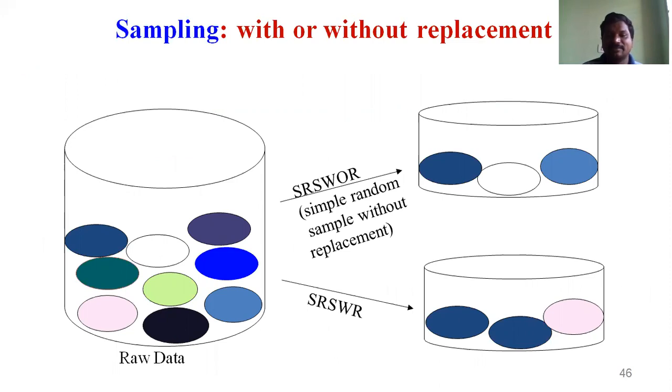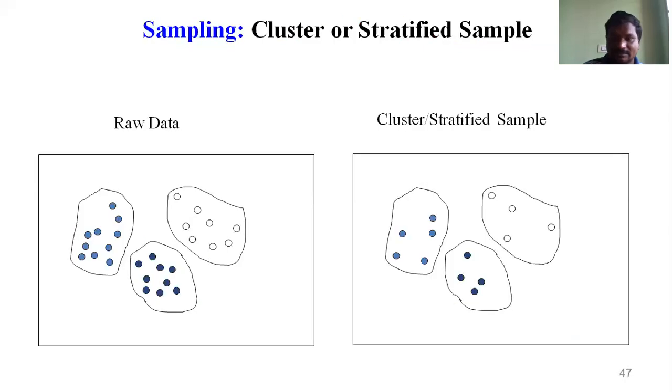Here a simple random sample without replacement. This is the simple random sample process, where I am taking some samples from the raw data without replacement. And then simple random sample with replacement, where items are replaced. And then the cluster sample, where among the raw data you are taking some clusters.